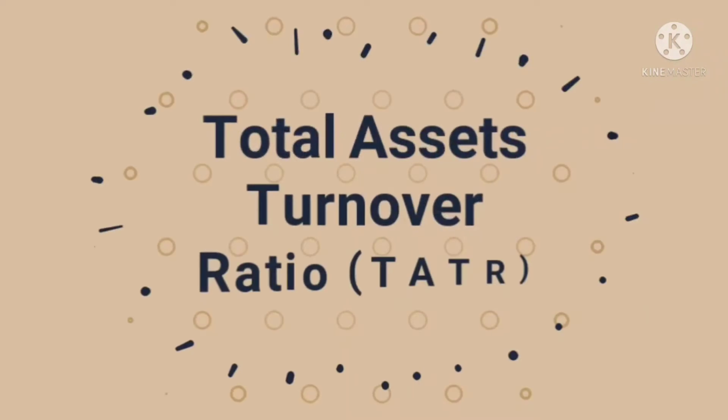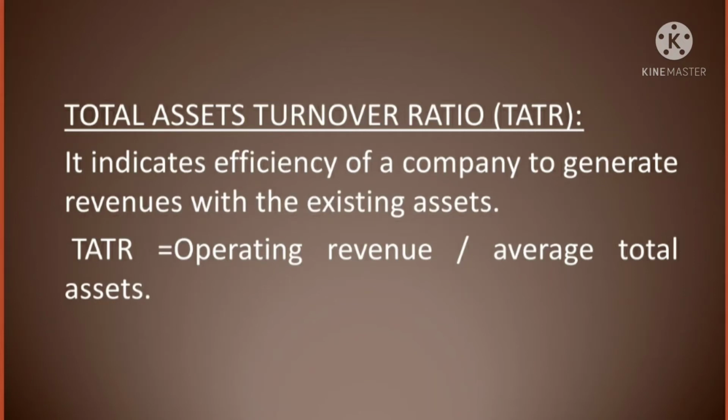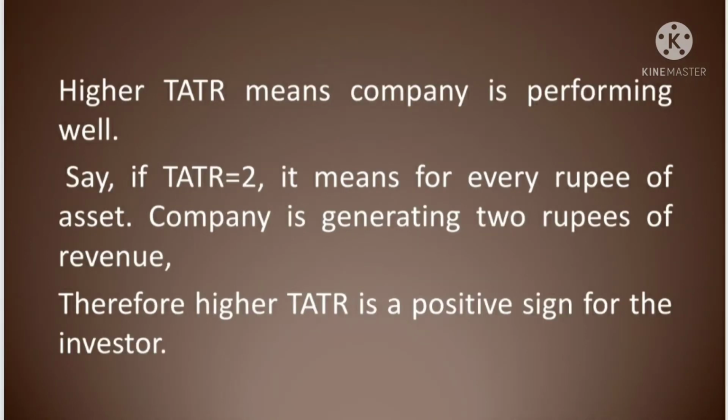And the next operating ratio is the total assets turnover ratio. This ratio indicates the efficiency of a company to generate revenues with the existing assets. Total assets turnover ratio is equal to operating revenue divided by average total assets. A higher total assets turnover ratio means the company is performing well. Say if the total assets turnover ratio is equal to 2, it means for every rupee of asset, the company is generating 2 rupees of revenue. Therefore, a higher total assets turnover ratio is a positive sign for an investor.